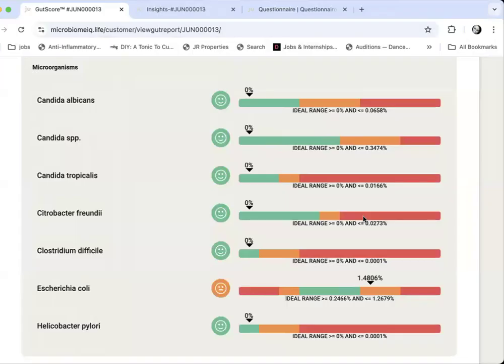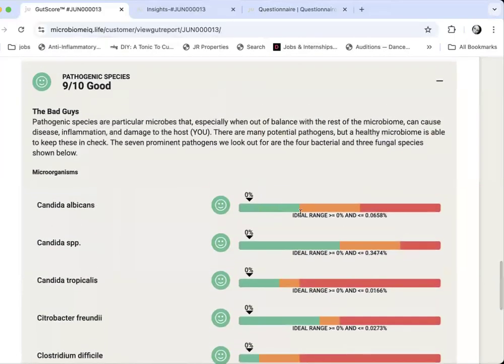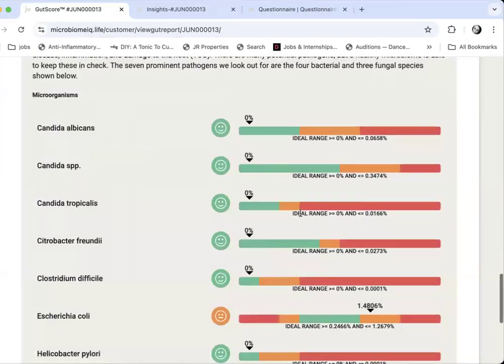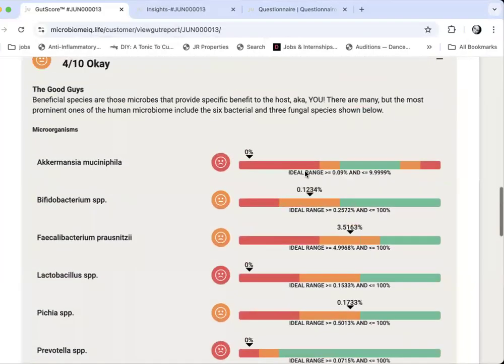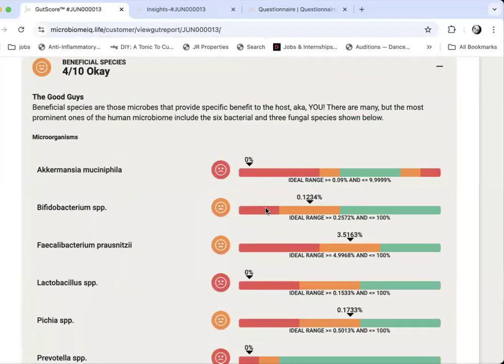And a sign and signal that goes along with that pattern is if we have higher than ideal numbers of our pathogenic bacteria and fungi in the gut, especially when it's combined with low protective, anti-inflammatory bacteria and fungi in the gut.